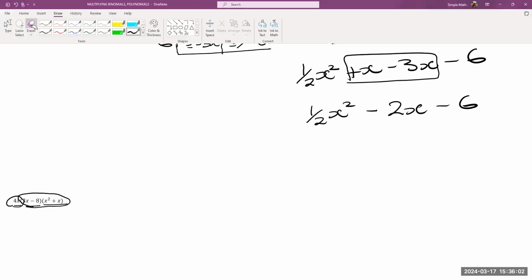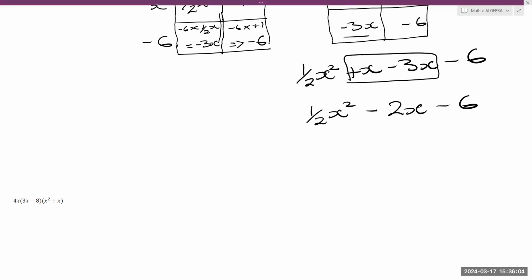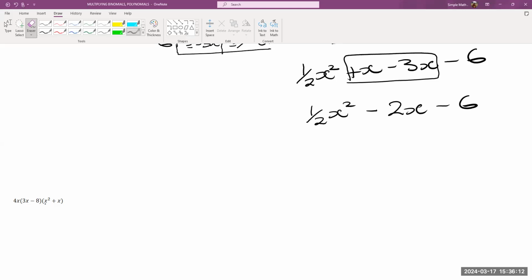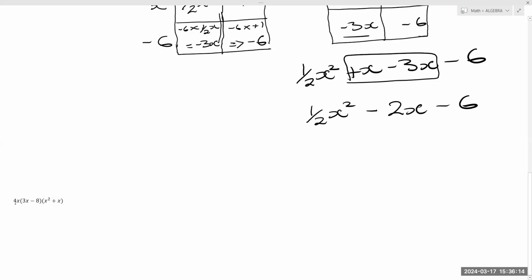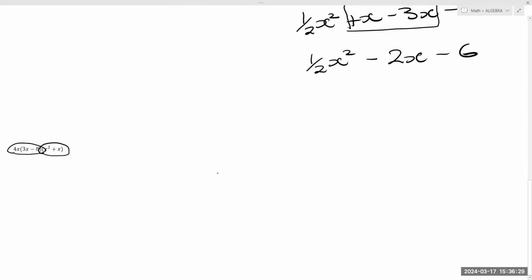So my preferred way would be to deal with the binomials first, and then multiply with the 4x. Or depending on what you want, you could multiply these two first, and then when you get your answer, multiply it with this. Okay, but let me just do it the first way. Let's do the binomials first.